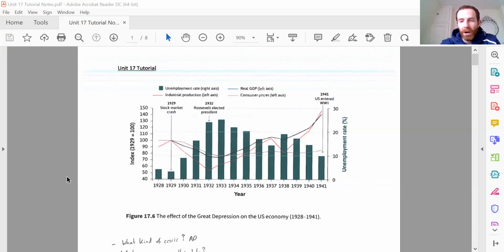We're going to look at the Great Depression and then the Golden Age and then stagflation and the Great Moderation and the recession. And what we're going to try and do is use the different models that we've come across in previous units to explain what's going on in these different periods of time. So starting with the Great Depression.